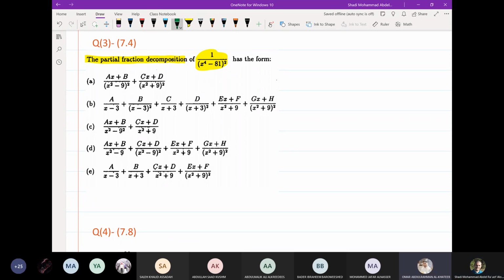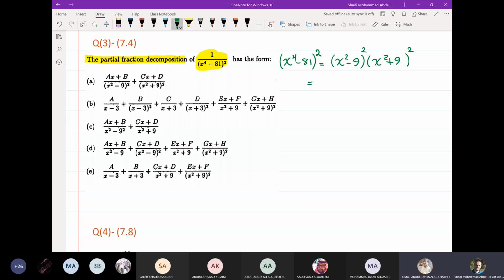First, x to the power 4 minus 81 over x squared minus 9. Okay, so you start factorizing the denominator. So x to the power 4 minus 81, how do you factorize it? It's x squared minus 9 multiplied by x squared plus 9. Don't forget that it's squared for all of them. Yeah, but it's 9, Doctor, not 81. Oh, sorry, 9. Okay.